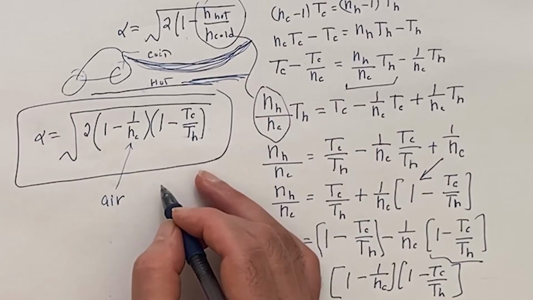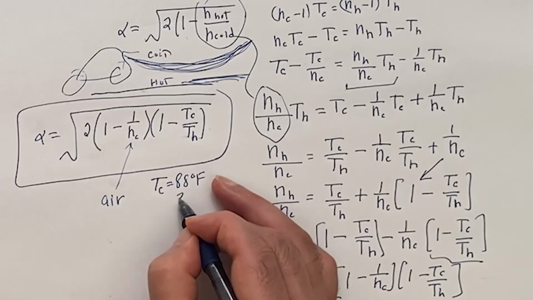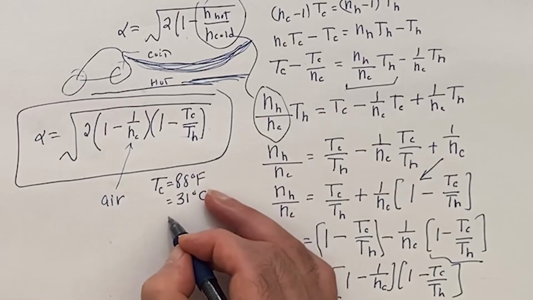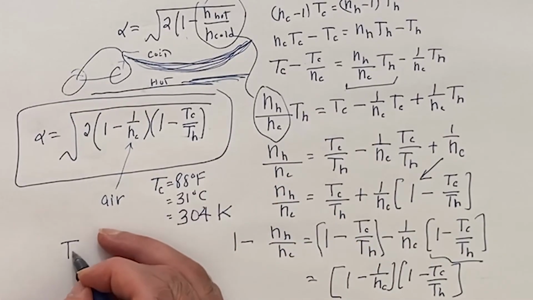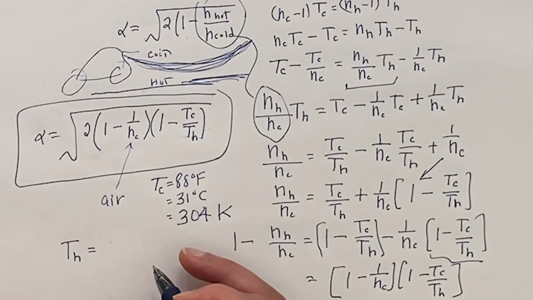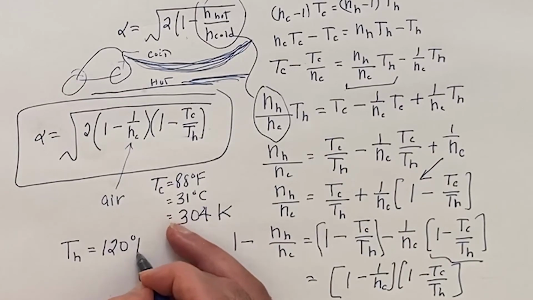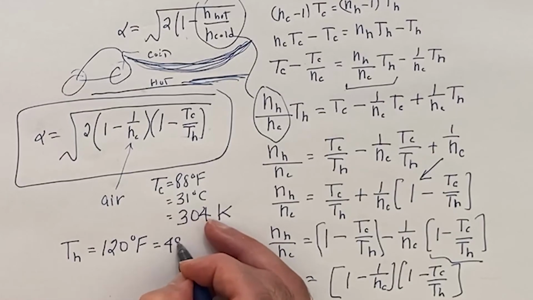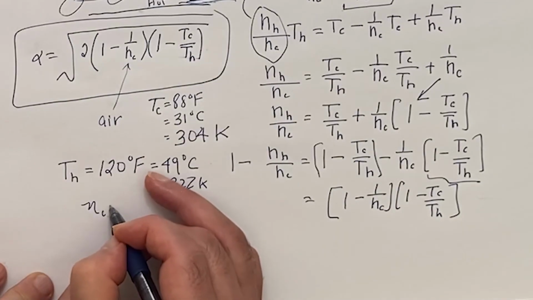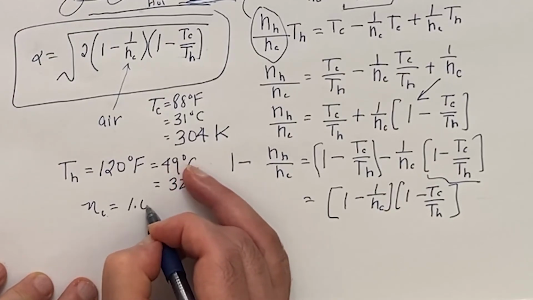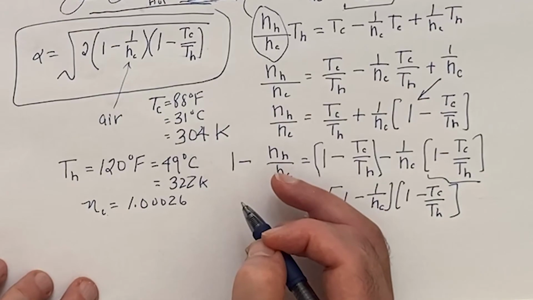For North Carolina, when I was making my trip, the ambient temperature was 88 degrees Fahrenheit, which is 31 degrees Celsius, and if you add your 273, you get 304 Kelvin. The hot road surface, which I estimated from engineering articles based on the temperature of the day, could be around 120 degrees Fahrenheit, which is 49 degrees Celsius, which is 322 Kelvin. The index of refraction of air, we're going to study this more for homework, is 1.00026 for around the temperature we're talking about. For homework, you're going to look at this very carefully and fine-tune this.